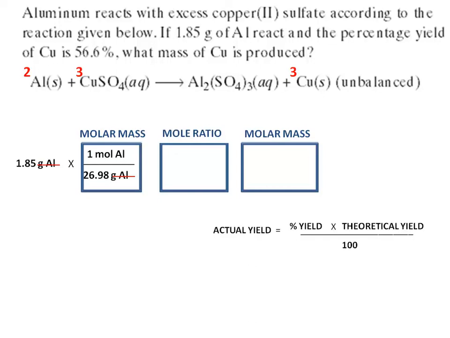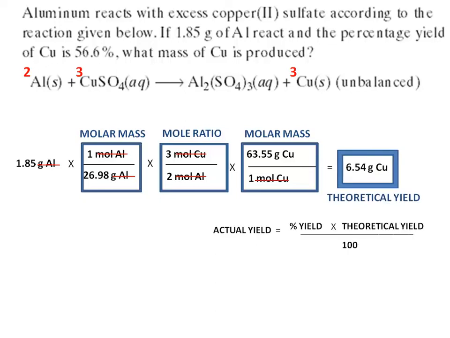So I do these steps just like I did before. I use the 3:2 mole ratio, and that's why it's important to balance this equation correctly. Otherwise, you would have done 1:1, and that's not going to be correct. And then you multiply by the molar mass, and you get a theoretical yield of 6.54 grams of copper. So that's your theoretical yield. We calculated the theoretical yield the exact same way in the other problems as well.